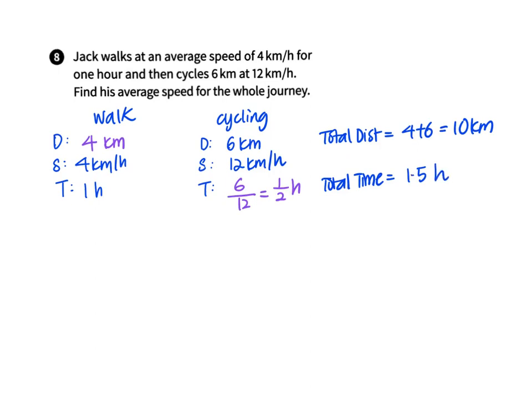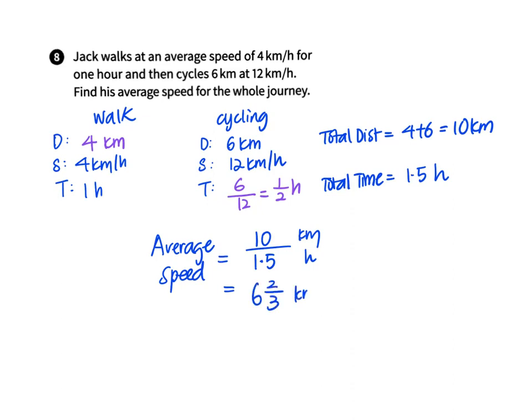And now I want to find the average speed. So remember to write a description. The average speed will be given by total distance over total time, and this is in kilometers per hour. If I want the answer to be exact, that will be 6 2/3 kilometers per hour. Now this is a recurring number.